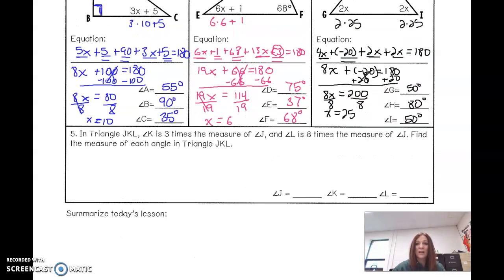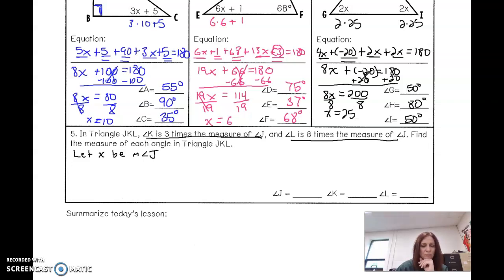One more. Okay, we've done problems like this before, so don't panic. In triangle JKL, K is 3 times the measure of angle J. L is 8 times the measure of angle J. They're both around angle J. So I'm going to say, let X be the measure of angle J.